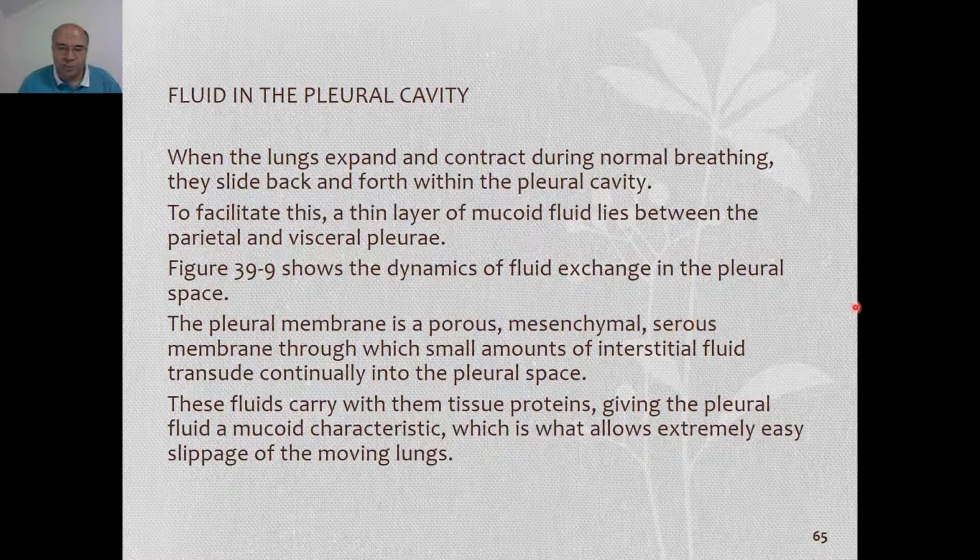The pleural membrane is a porous, mesenchymal, serous membrane through which small amounts of interstitial fluid transude continually into the pleural space. These fluids carry with them tissue proteins, giving the pleural fluid a mucoid characteristic, which is what allows extremely easy slippage of the moving lungs during inspiration and expiration.